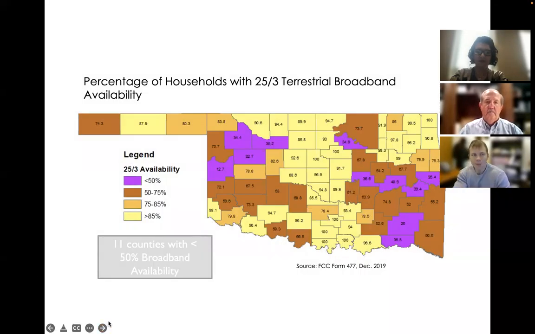So this is the adoption, or I'm sorry, the availability piece. This is where companies go and offer broadband. And you can see, unfortunately, this data is a little bit dated. We only have it from December 2019. We're actually just now getting our hands on the 2020 data. Even though there's a lot of work being done right now in trying to get broadband out to more rural parts of the state, we just don't have that data ready to use at this point.